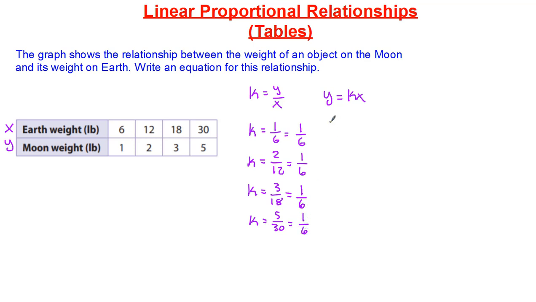So what is my equation? My equation is y equals 1/6 of x. Okay? Y is equal to 1/6 of x. So let's just say my x value is 36. I want to figure out how much I would weigh on the moon if on Earth I weigh 36 pounds. Okay? Well, that's more like for a kid, but yeah.